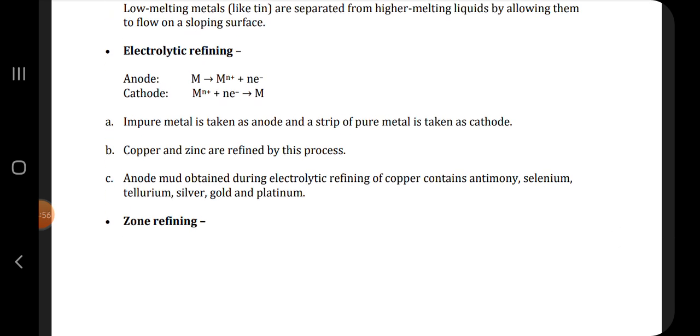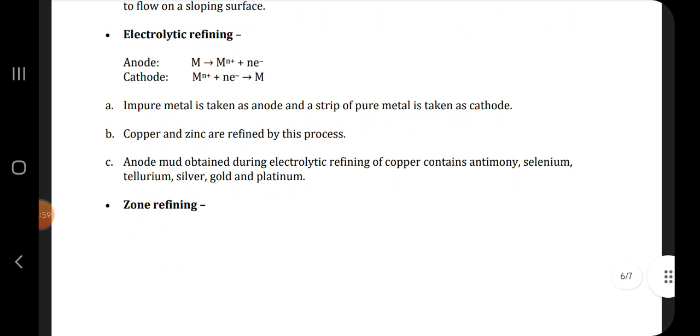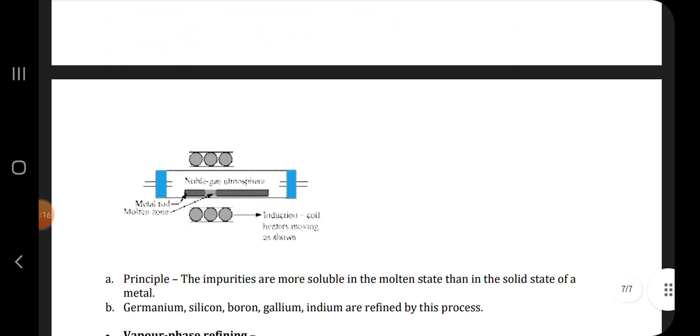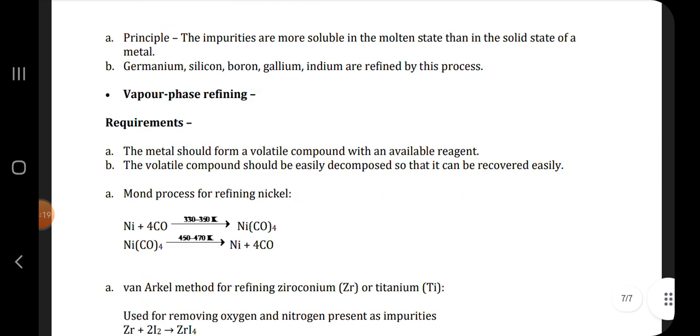Electrolytic refining: the impure metal is taken as the anode and a strip of pure metal is taken as the cathode. Copper and zinc are refined by this process. Anode mud obtained during electrolytic refining of copper contains antimony, selenium, tellurium, silver, gold and platinum. Then zone refining. First, the principle: the impurities are more soluble in the molten state than in the solid state of the metal. Germanium, silicon, boron, gallium, indium are refined by this process.